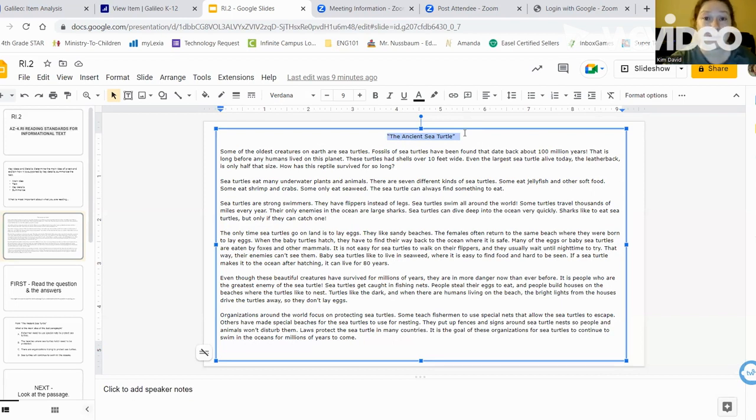Right, it's going to be about an ancient sea turtle. It's going to inform you, it's going to give you information so then you can build your knowledge about ancient sea turtles.